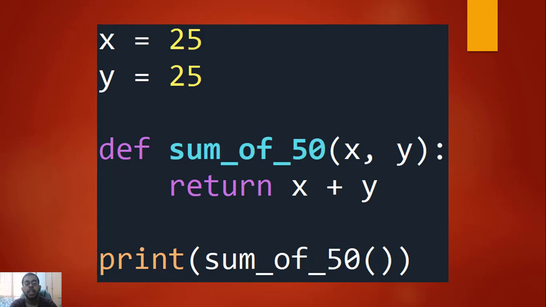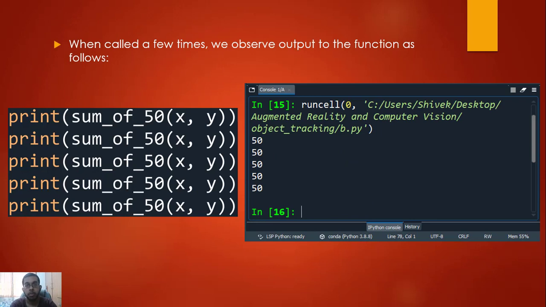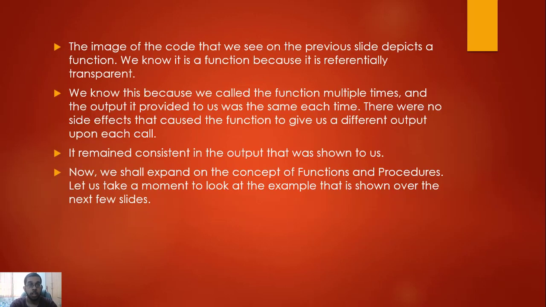x is equal to 25, y is equal to 25. Define sum_of_50(x, y), return x plus y. Print sum_of_50. When called a few times, we observe output to the function as follows. The image of the code that we see on the previous slide depicts a function. We know it is a function because it is referentially transparent. We know this because we called the function multiple times and the output it provided to us was the same each time. There were no side effects that caused the function to give us a different output upon each call. It remained consistent in the output that was shown to us.